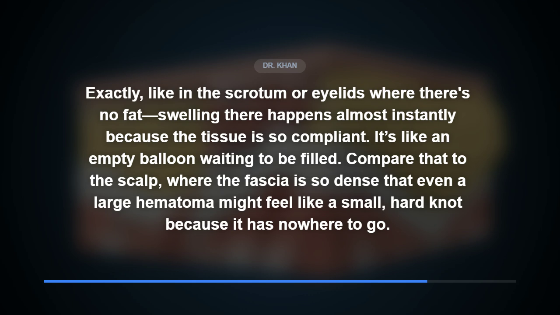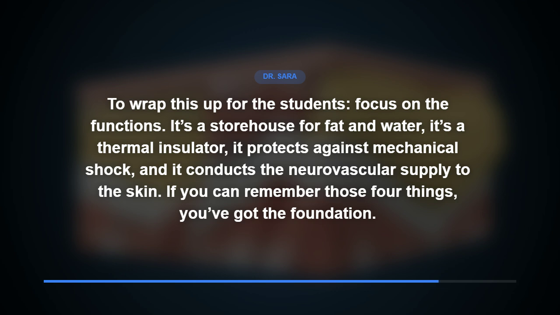Compare that to the scalp, where the fascia is so dense that even a large hematoma might feel like a small, hard knot because it has nowhere to go. To wrap this up for the students, focus on the functions. It's a storehouse for fat and water, it's a thermal insulator, it protects against mechanical shock, and it conducts the neurovascular supply to the skin.